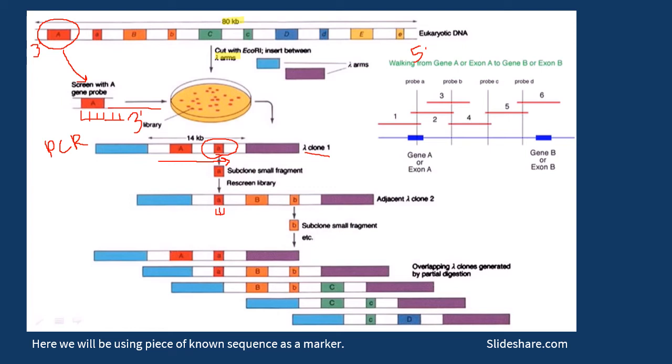Now this primer for the small a region will run further. It will copy down the sequence from the template, correct? The complementary sequence will be formed, and again this sequence will be cloned. By using the lambda arms, cloning will be done. So this clone will be named lambda clone 2, which is adjacent to the clone 1 region.